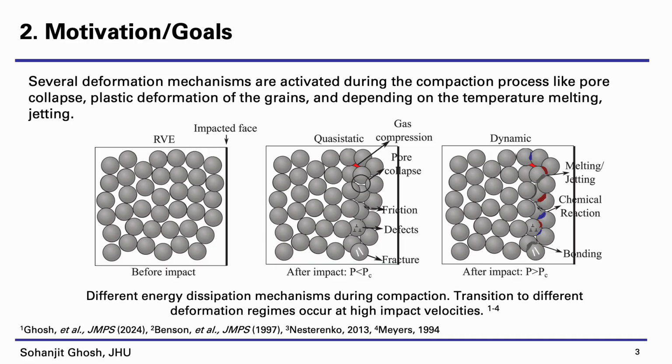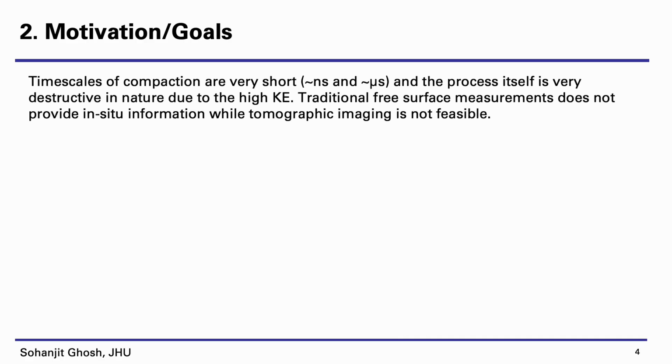So our goal in this work is to identify all these different deformation mechanisms that are going on during rapid compaction. As you can imagine, when I talk about impacts in the range of kilometers per second, the time scales of the processes are very small, often a few hundred nanoseconds or microseconds, and the process, due to the high kinetic energy, is often very destructive in nature.